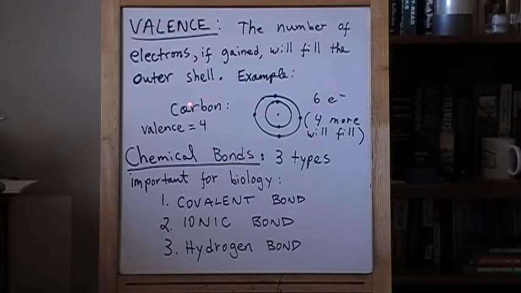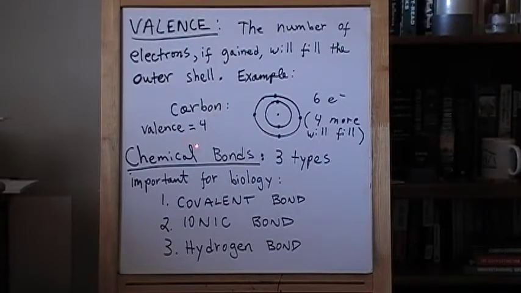So for example, carbon has 6 electrons, and so it has 2 in the inner shell, and then the second shell has 4. So this means that there are 4 empty spaces in the outer shell of electrons. And so carbon is said to have a valence of 4. This means that it has a tendency to pick up 4 more electrons through chemical bonding.